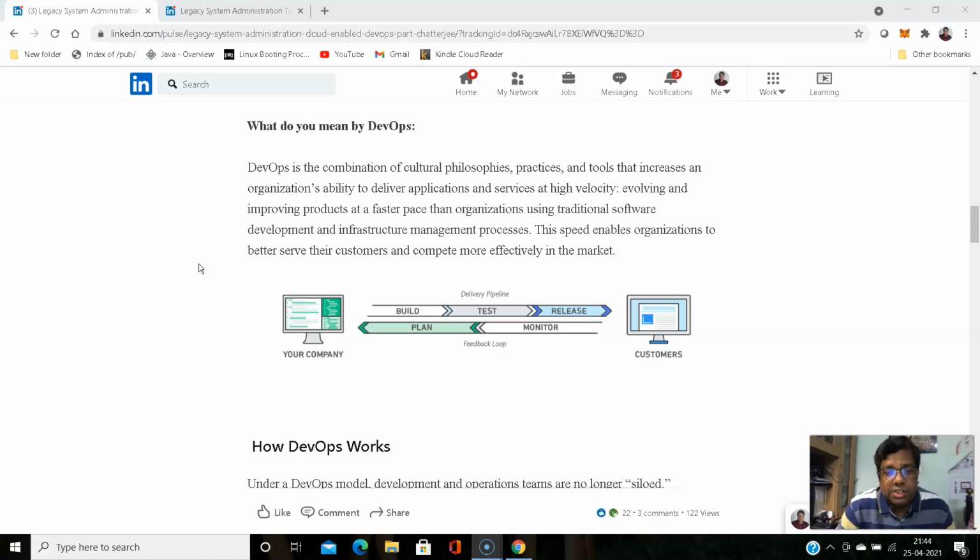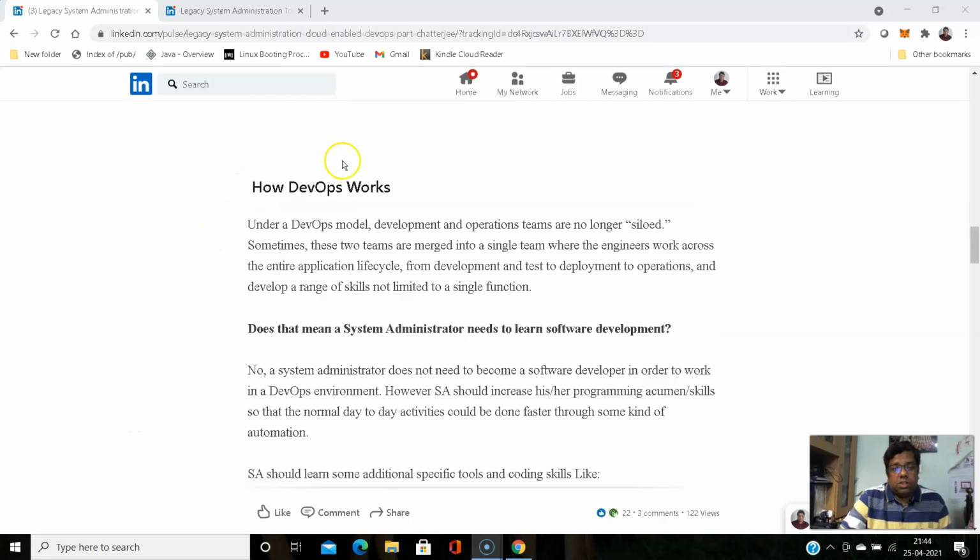The speed enables organizations to better serve their customers and compete effectively in the market. So what does that mean? If you go down here, I have explained how DevOps works. Under the DevOps model, development and operations teams are no longer siloed. In the traditional model that we were working on, and which is still there, each team worked in its own silo. The Linux team, the operating system team, works in its own environment. The network team works in its own environment. VMware works on its own. Development works in its own setup. So they are not integrated and they are not collaborative.